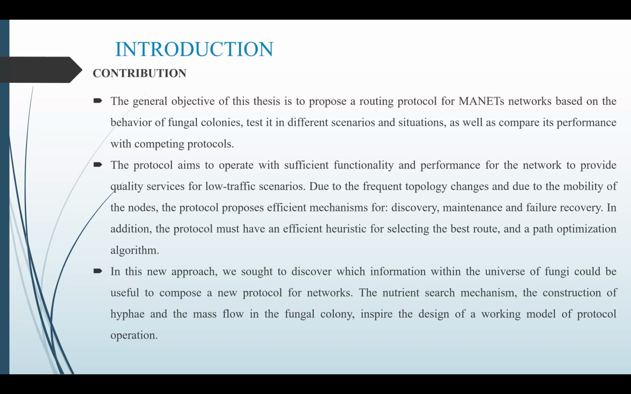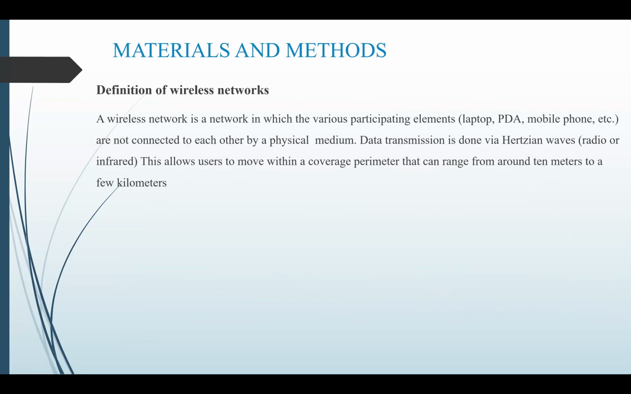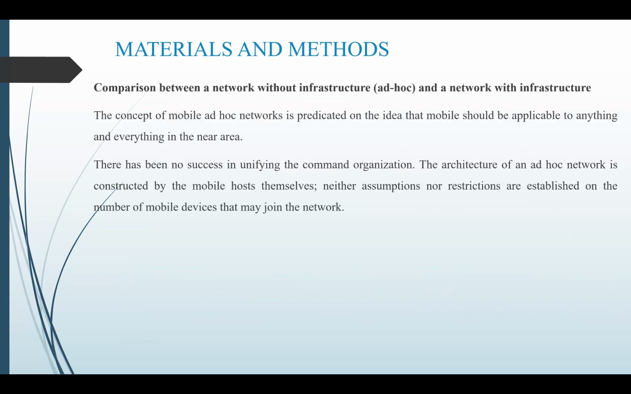The new search mechanism is the construction of the hive and mass flow of the fungal colony, which inspired the design of the working model of protocol operation. A wireless network is a network in which various participating elements, laptops, mobiles, and so on, are not connected physically. Data transmission is done via Hertzian waves like radio and infrared, allowing users to move within a coverage perimeter that can range from around 10 meters to a few kilometers.